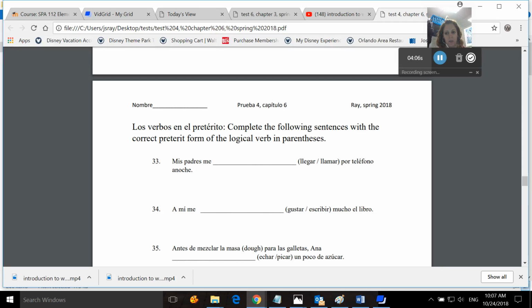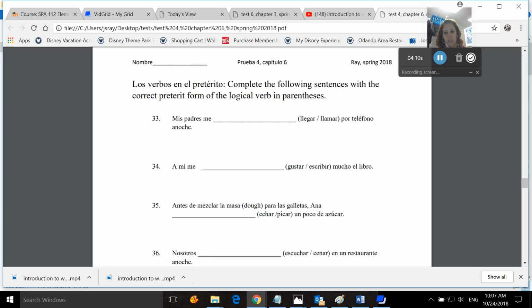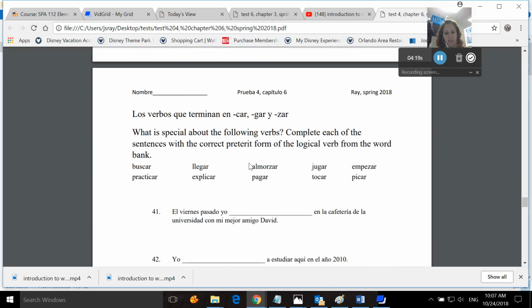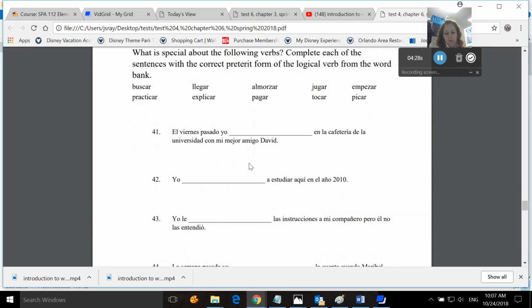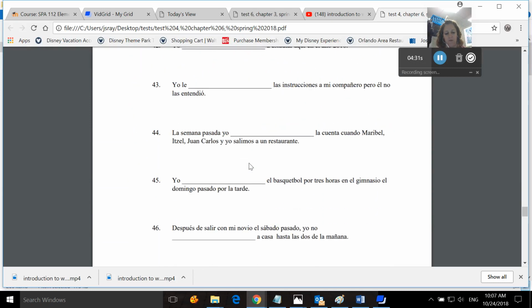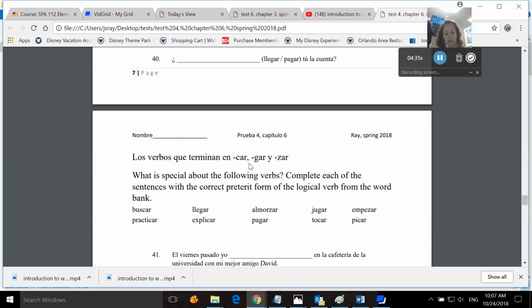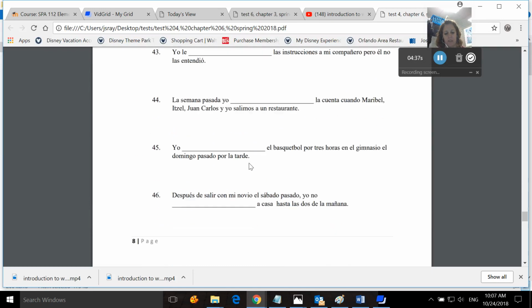Okay. Here, los verbos en el pretérito, you complete the following sentences with the correct preterite form of the logical verb. So you're going to pick the verb that makes most sense, and then you're going to conjugate it into the preterite tense. And don't forget the spelling changes that need to be made for verbs that end in gar, car, or zar. Okay, los verbos que terminan en car, gar, and zar. What's special about these verbs? Remember that they change their spelling in the first person of the preterite tense. So if they are supposed to be conjugated in the first person, you have to make a spelling change before you add the appropriate ending.